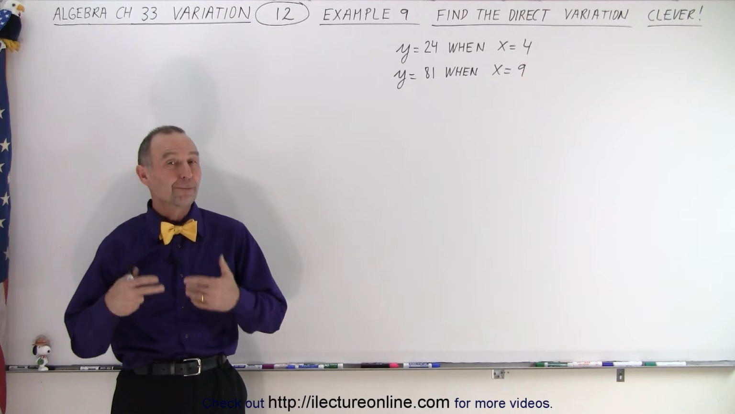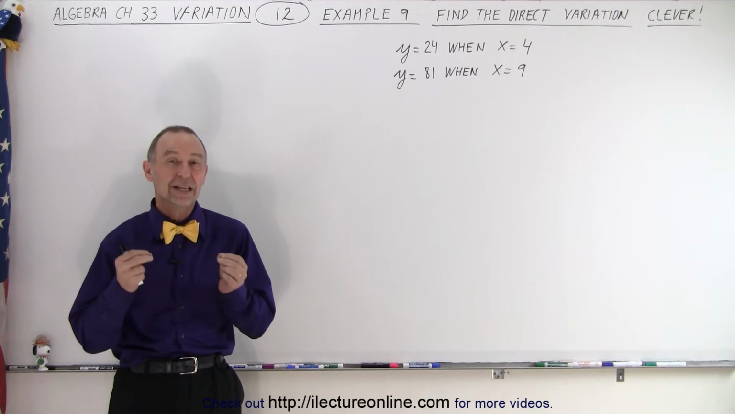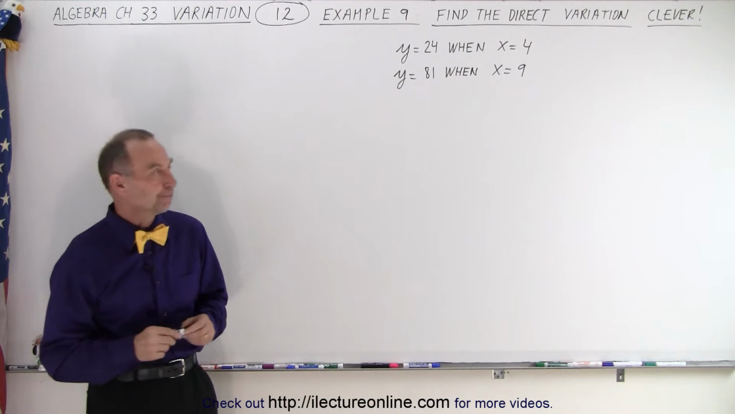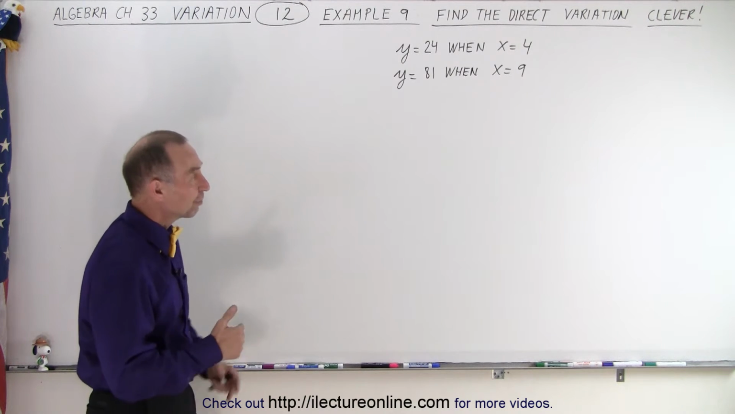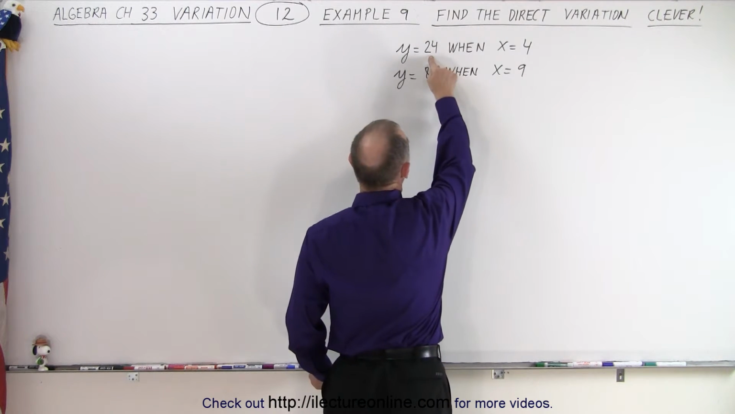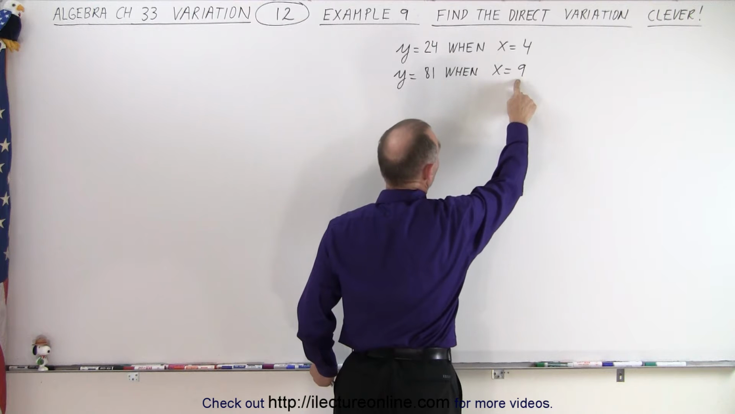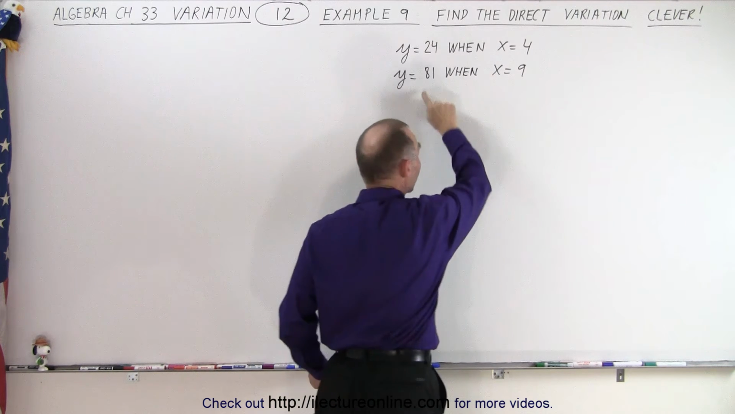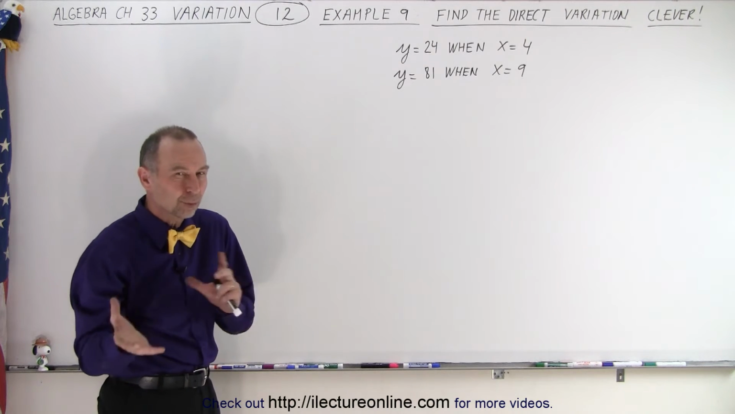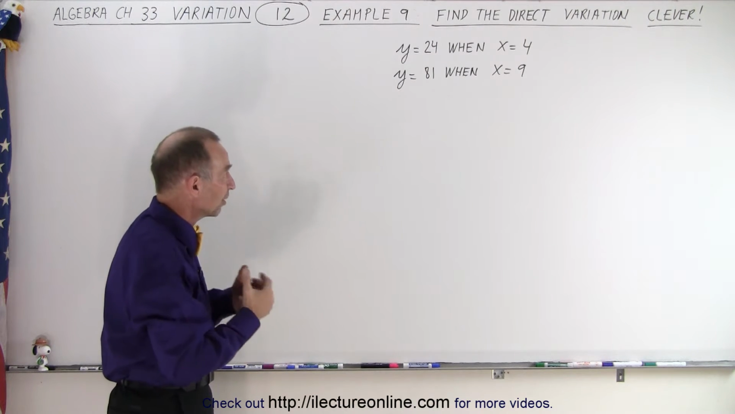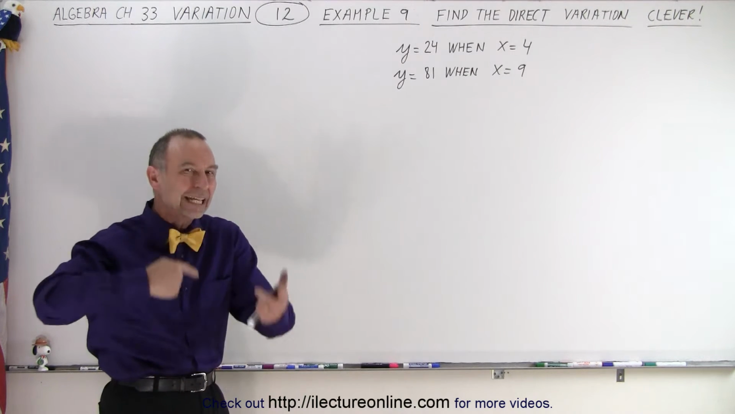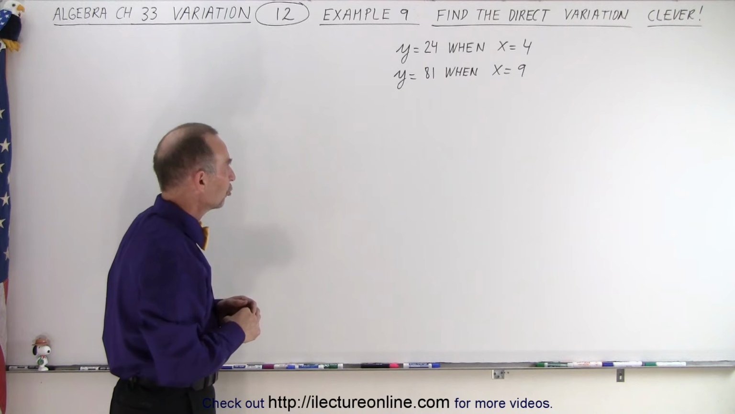So now we're going to learn a method to do it directly, to find the exact equation without any guessing. So how is that done? Well, first of all, we shouldn't have to be told that we're looking for a direct variation, because when you look at the numbers, y equals 24 when x equals 4, and when x gets bigger, x becomes 9, y becomes bigger as well. So if y becomes bigger when x becomes bigger, there's definitely some sort of direct variational relationship. If y were to become smaller when x gets bigger, then there is an inverse variation relationship.